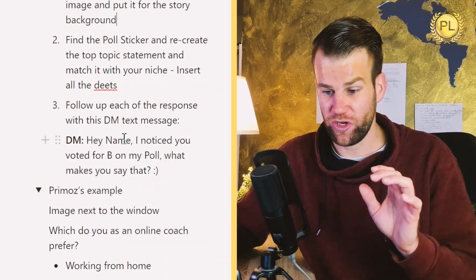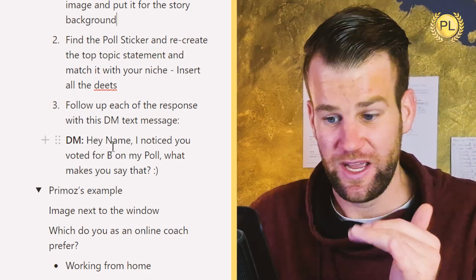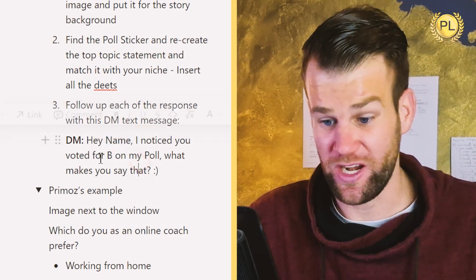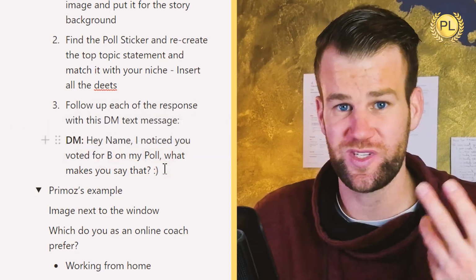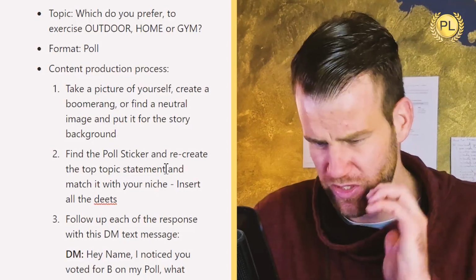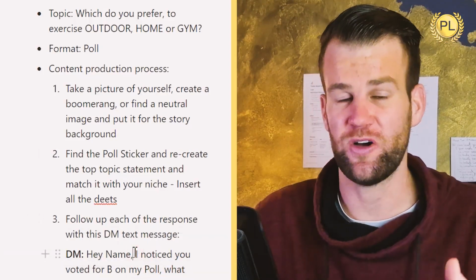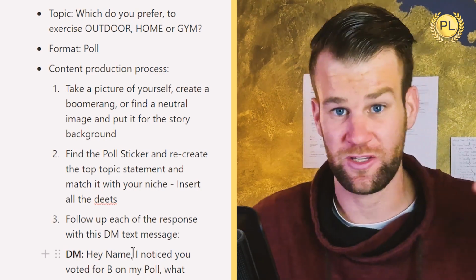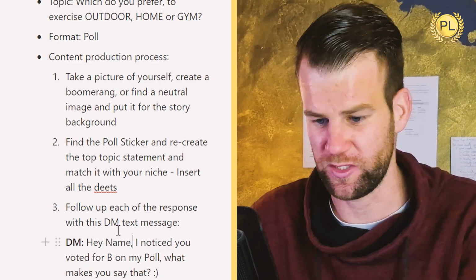Follow up each of the people's responses with this DM text message: Hey John or Natalie, I noticed you voted for B option on my poll. What makes you say that, or something like that, right? You need to be a little creative and adjust this text later on. You're gonna send this out to everyone who engaged or commented on your poll, so you can create those kinds of conversations from this content piece.